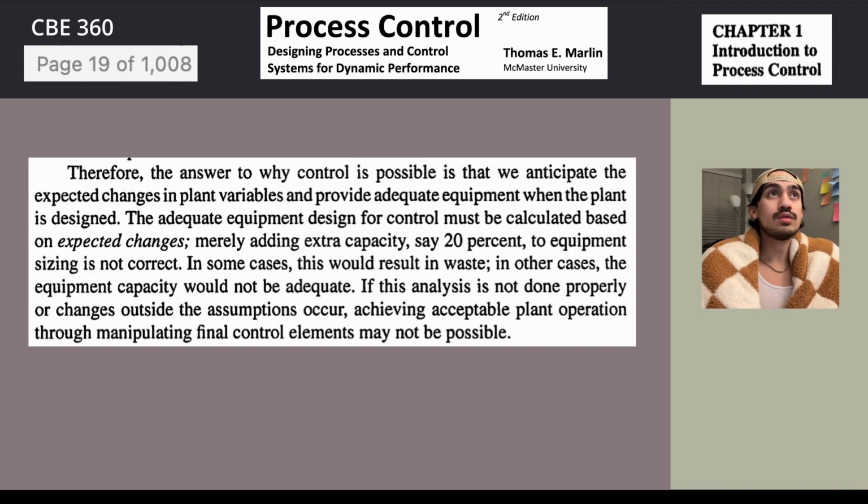Therefore, the answer to why control is possible is that we anticipate the expected changes in plant variables and provide adequate equipment when the plant is designed. The adequate equipment designed for control must be calculated based on expected changes. Merely adding extra capacity, say 20%, to equipment sizing is not correct. In some cases, this would result in waste. In other cases, the equipment capacity would not be adequate. If this analysis is not done properly, or changes outside the assumptions occur, achieving acceptable plant operation through manipulated final control elements may not be possible.